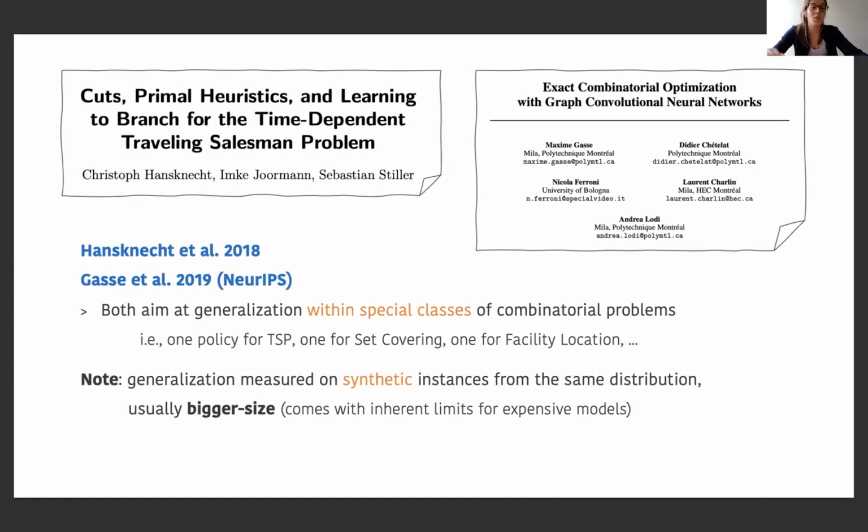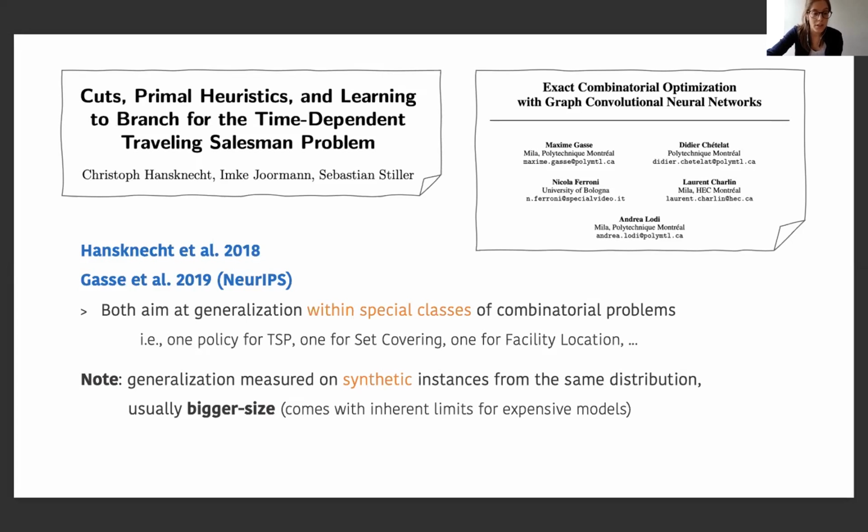So again, that's the work of Gasse and co-authors, but also the one of Ansknet and co-authors, which both aim at generalizing within a special class of combinatorial problems. In the case of Ansknet and co-authors it is the TSP, while Gasse and co-authors explore different special classes of problems. In both these works and in many others in the literature, the generalization is measured on synthetic instances from the same distribution. So technically instances for which you have a generator. And the policy is tested on instances that are bigger in size compared to those on which you perform training. And this might be a good way. It definitely comes with some inherent limits for more expensive models, like the GCNN one that we saw already.